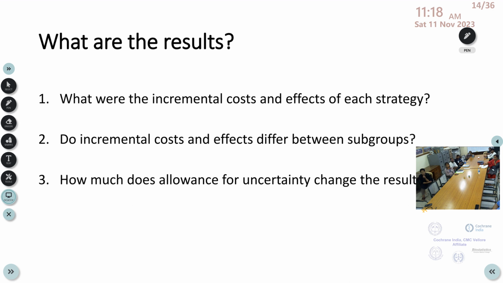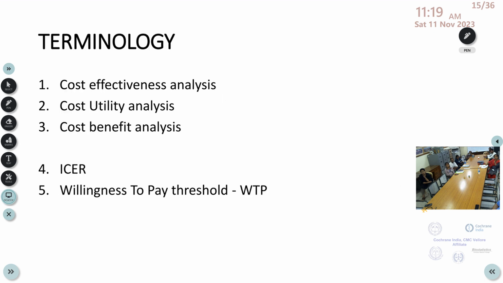So, I'll be covering these questions: incremental cost and effect of each strategy, the between group difference, and finally this term called uncertainty, whether the study allows for uncertainty. Before that, I'll come to the terminology, which I will go through and then come back to the results.